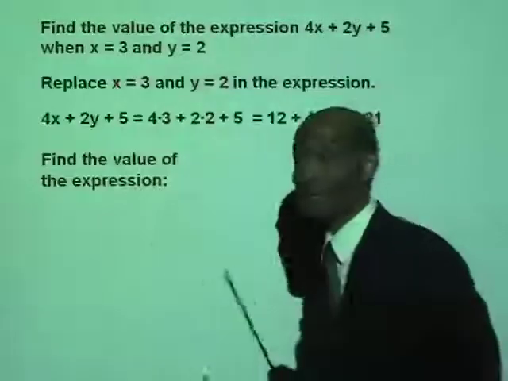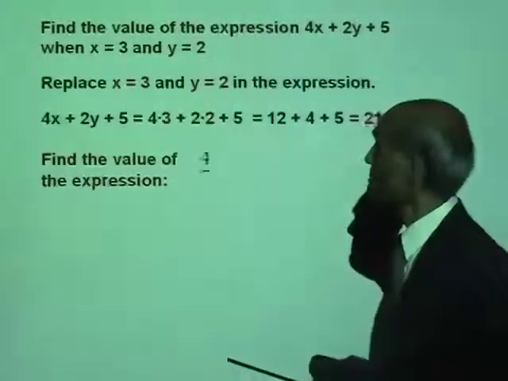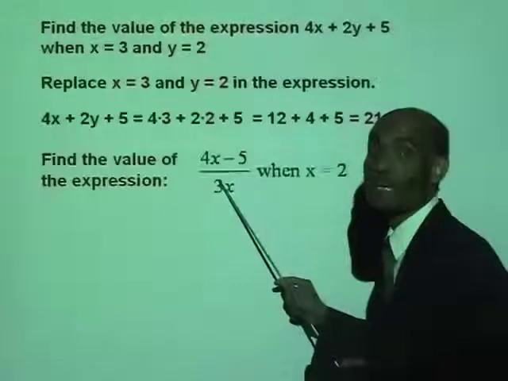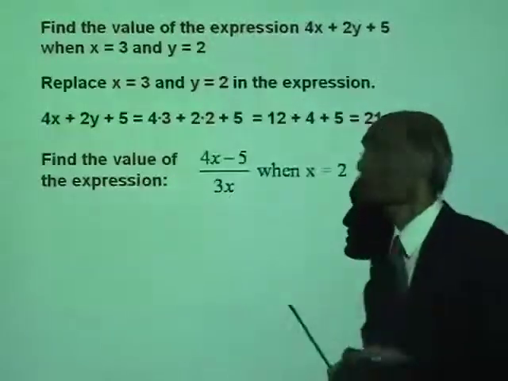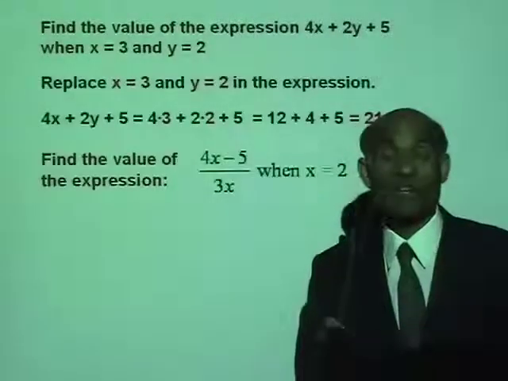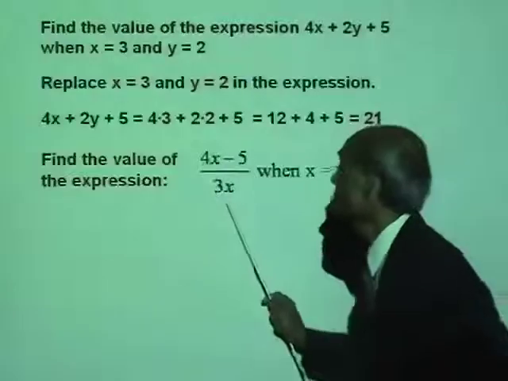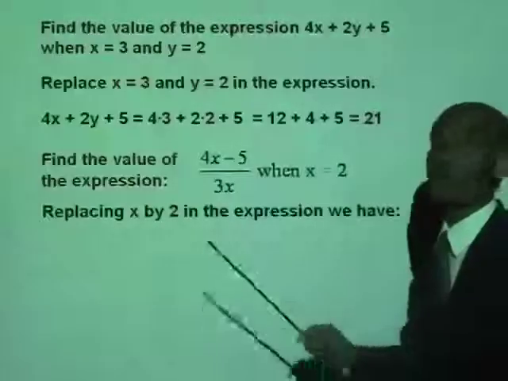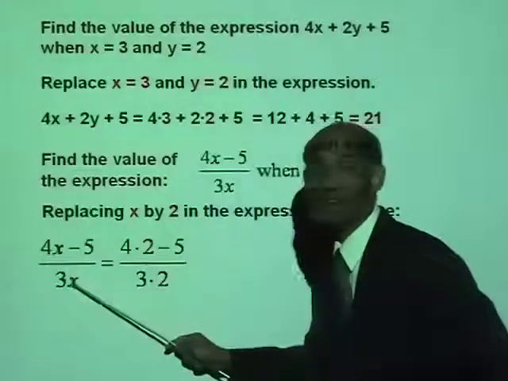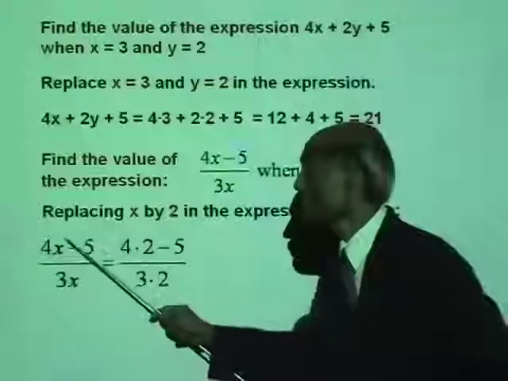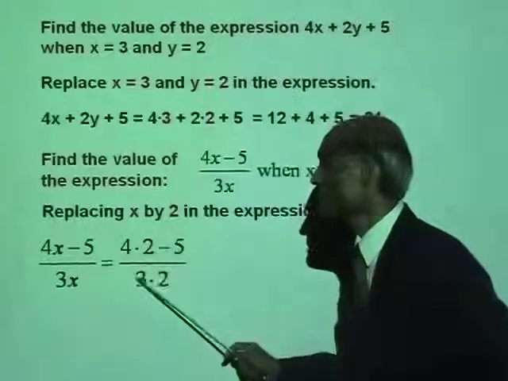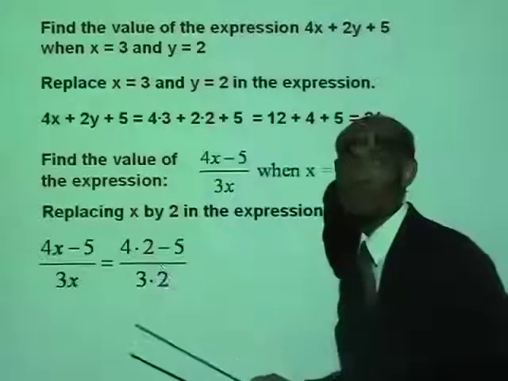Okay, let's try another one. Find the value of the expression 4x minus 5 all over 3x when x equals 2. What do you do here? Replace x by 2 and find the value of the expression. Replacing x by 2, we have 4x minus 5 divided by 3x becomes 4 times 2 minus 5 divided by 3 times 2.